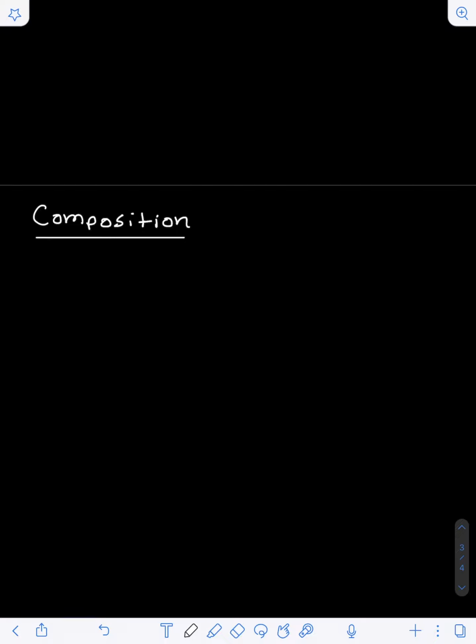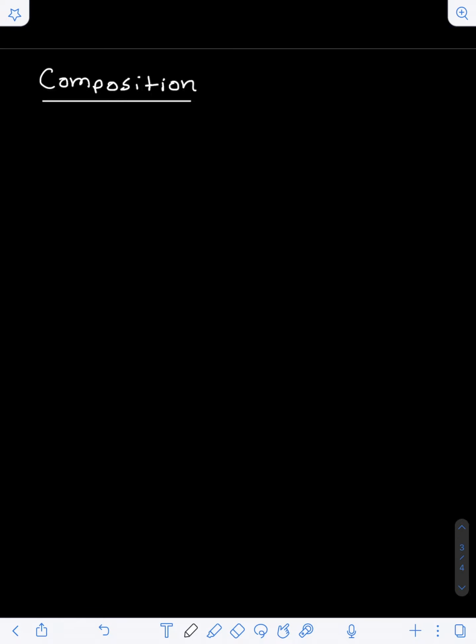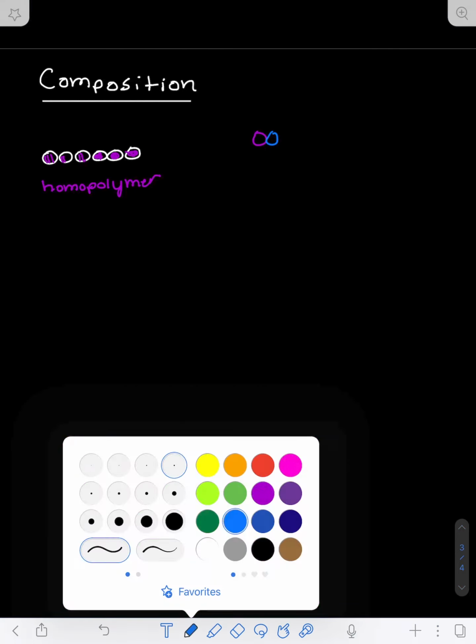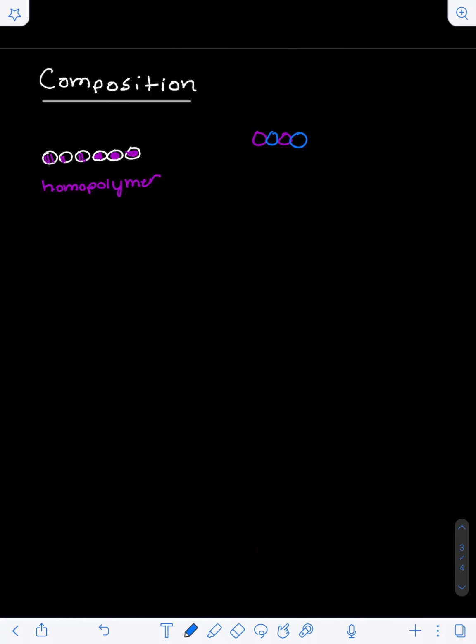But looking at the composition of a polymer and how the monomers are arranged in the polymer, there can be several different compositions of the monomers. One such is when you have a polymer made from one type of monomer, and we call this a homopolymer. Or if you have a polymer made of two monomers that alternate, we have an alternating copolymer.